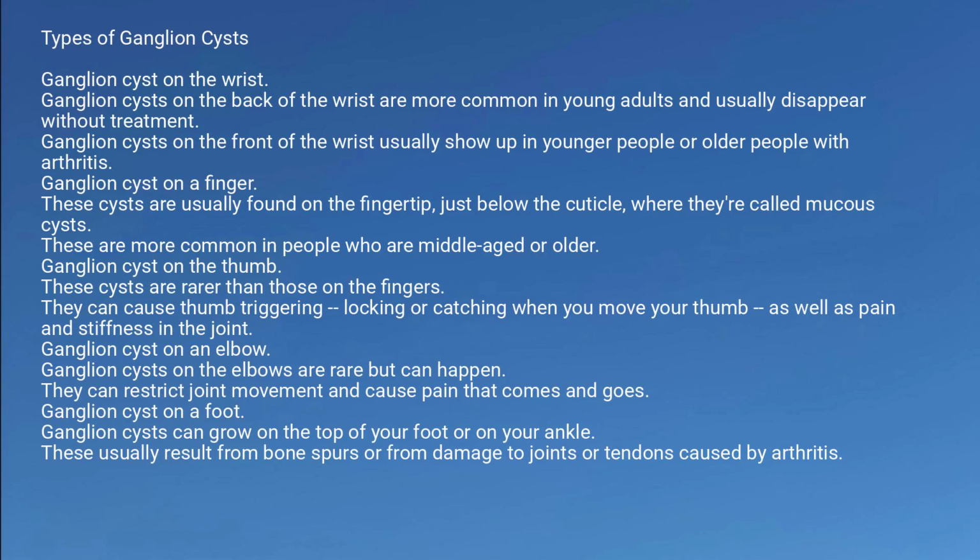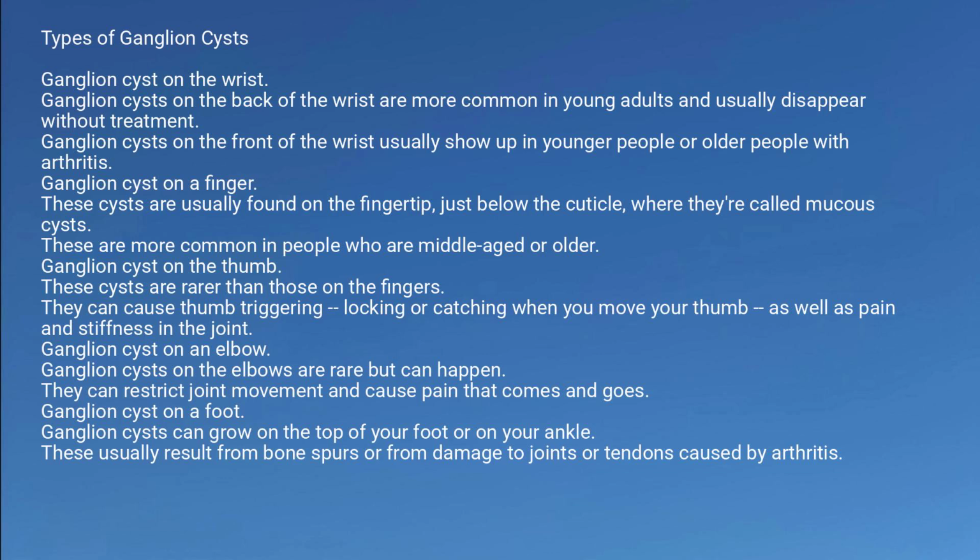Types of ganglion cysts. Ganglion cyst on the wrist. Ganglion cysts on the back of the wrist are more common in young adults and usually disappear without treatment. Ganglion cysts on the front of the wrist usually show up in younger people or older people with arthritis.